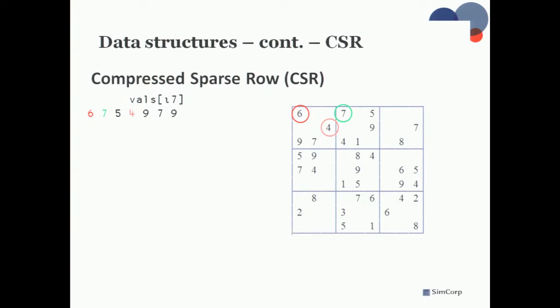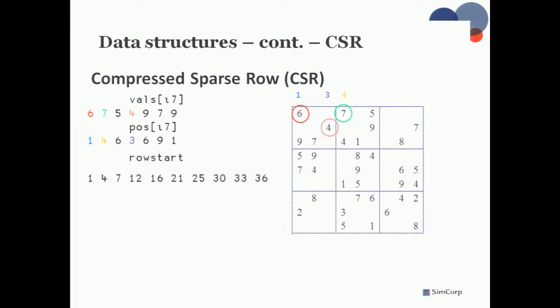Well, anyway, the idea is that you save the values in increasing order. So you say 6, 7, 5, 4, illustrated by the red lines here. The next thing you do is that you save the column positions. So this is 1, 4, 6. I didn't write that one. 4, 3, right? You get this?